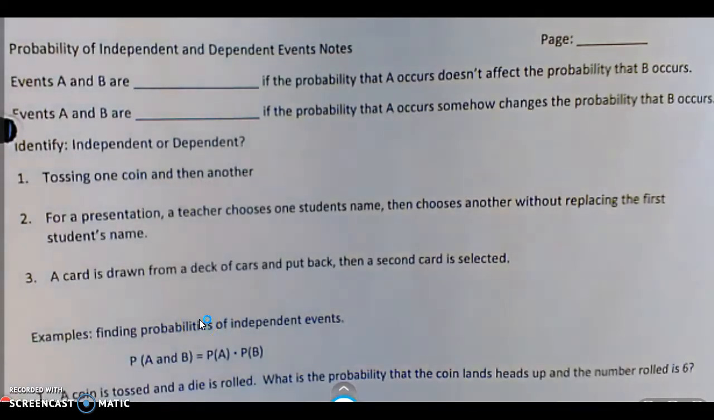Okay, so we're continuing to talk about probability, and now we're going to talk about independent and dependent events. And if you just think about the words independent and dependent, you probably can figure out exactly what it means. Independent means that the two events have no effect on each other. Dependent means they do affect each other.